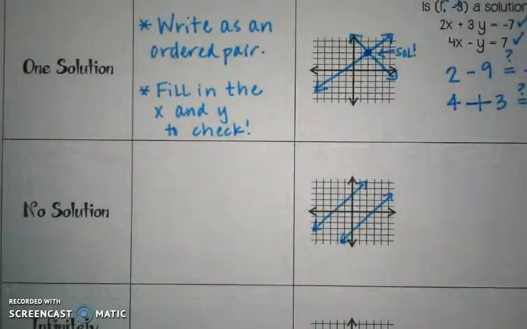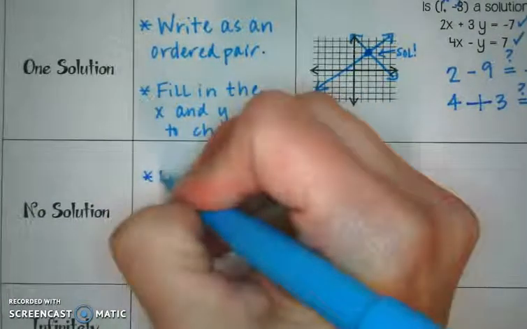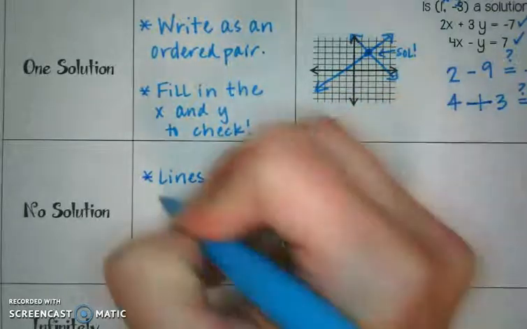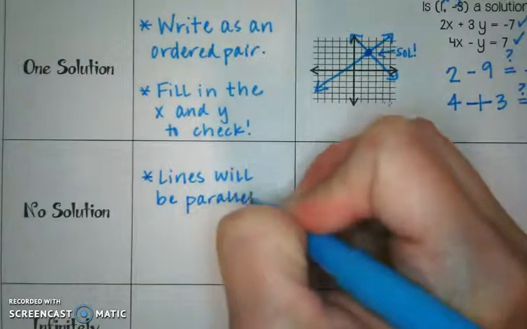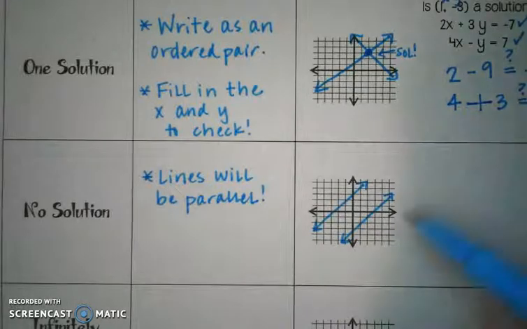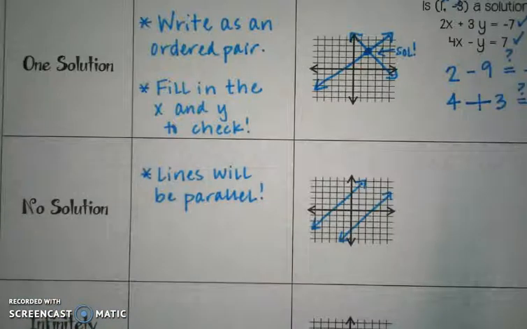They're never going to cross or meet at a point. So in order to get no solution, the lines must be parallel. So I'm going to say actually that the lines will be parallel. So if you graph your lines and you get a pair of parallel lines, then you know that the answer would be that there is no solution.